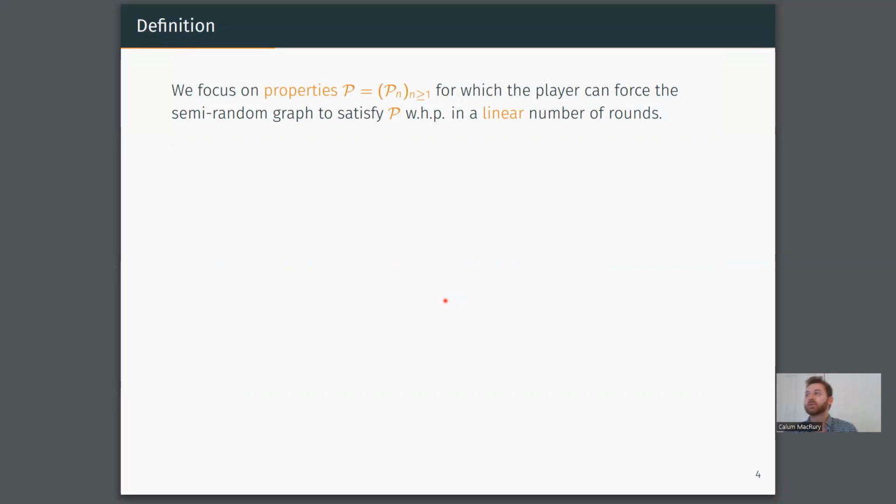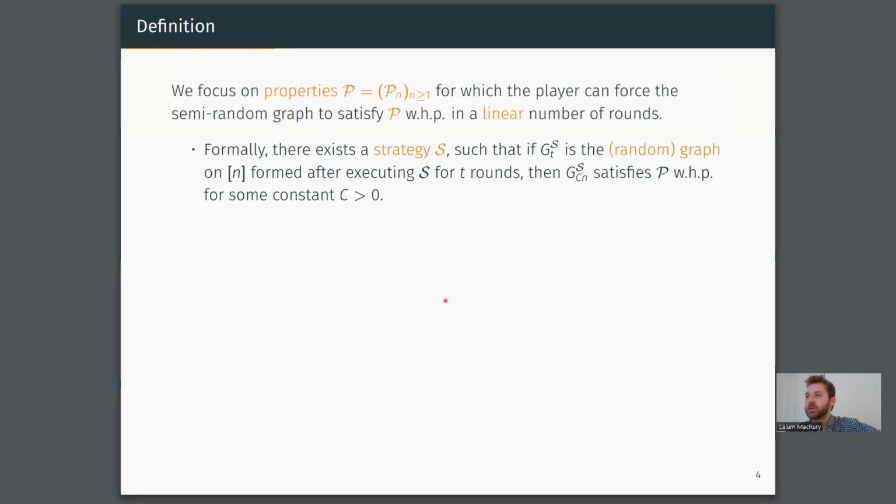In this talk, we're going to focus on properties for which the player can force the semi-random graph to satisfy P with high probability in a linear number of rounds. So what does this mean? It means that there exists a strategy such that if G_t is the random graph on [n] formed after executing the strategy for t rounds, then G_{cn} will satisfy P with high probability, where c is some particular constant.